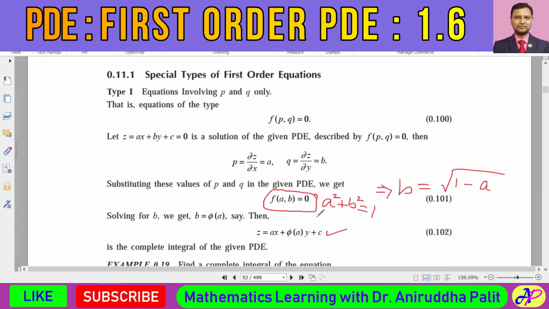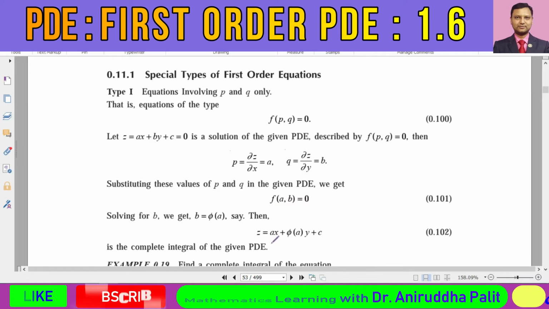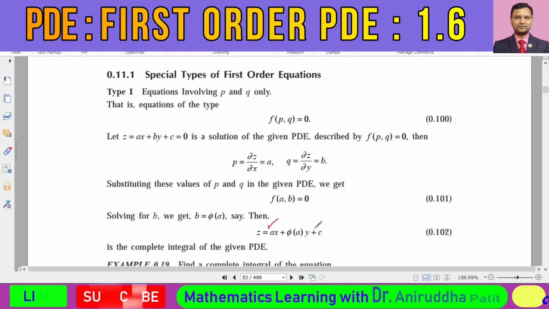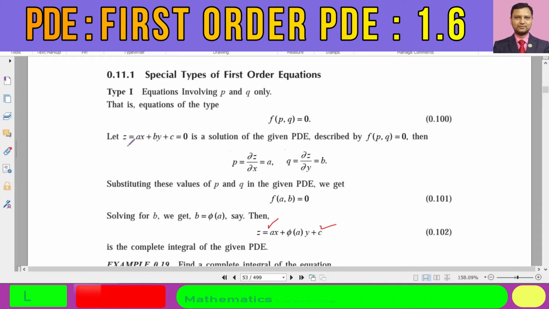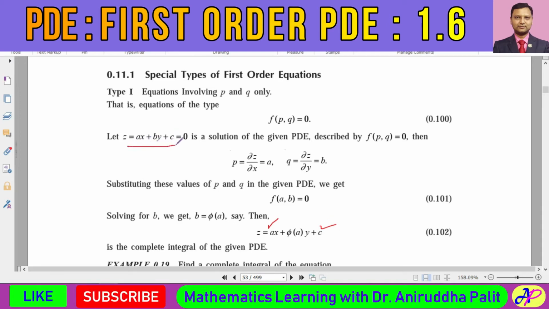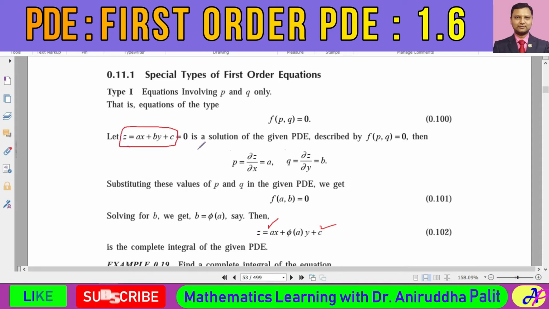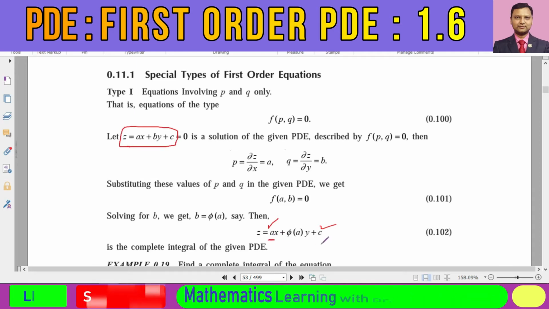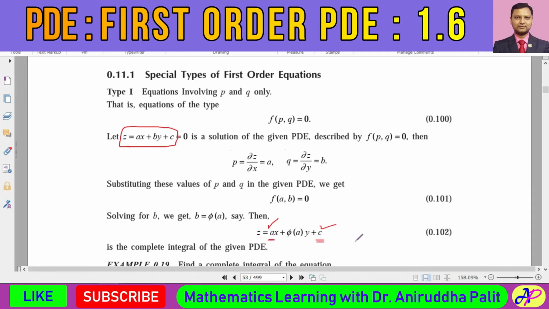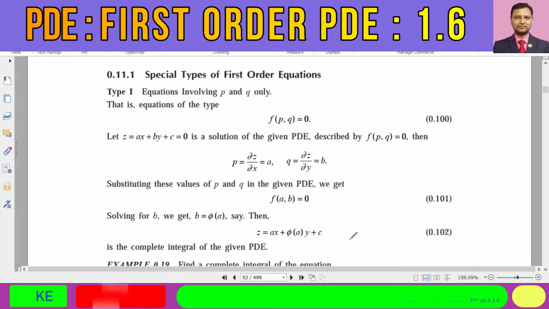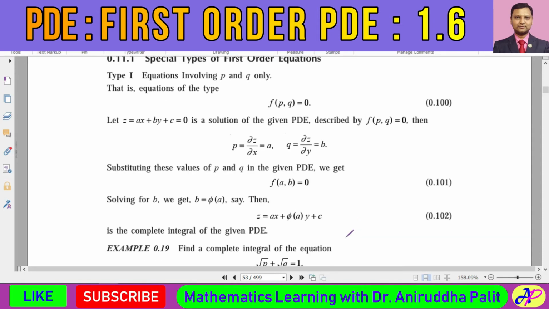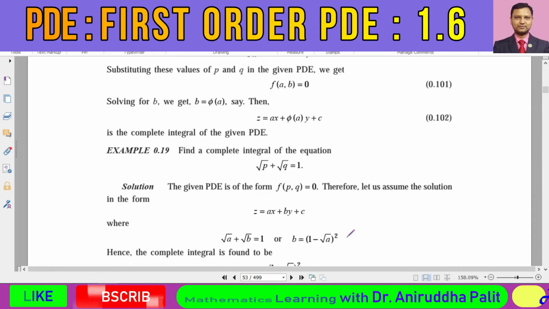So you can observe that over here we have only two unknown parameters. This is one unknown parameter and this is another unknown parameter. Although in the model ax plus by plus c we had three unknown parameters, over here actually we have two unknown parameters. The first unknown parameter is small a and the second unknown parameter is small c. So in this way you can find out the complete integral of the given partial differential equation.